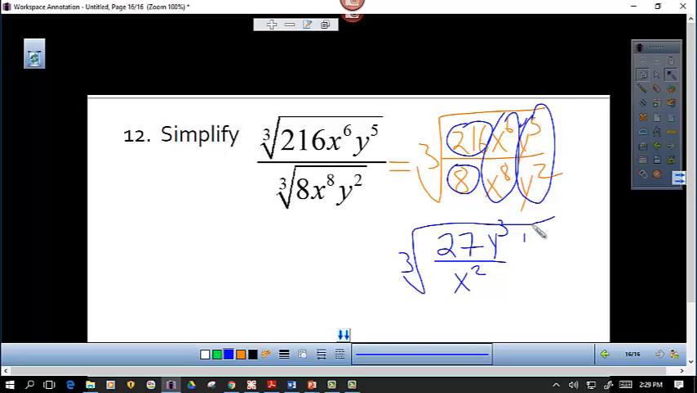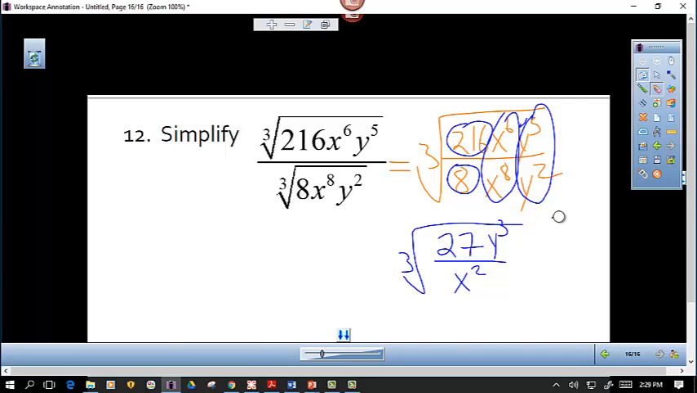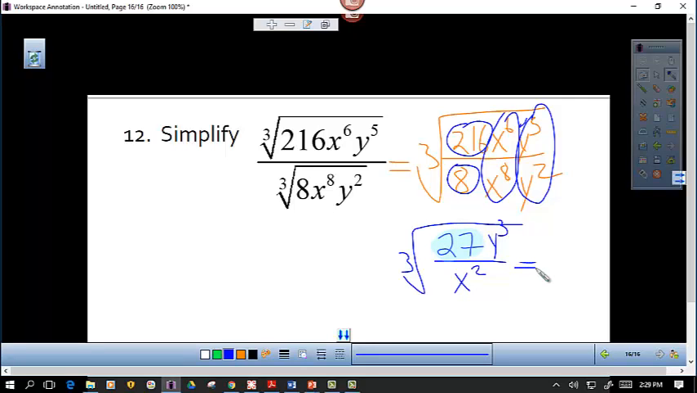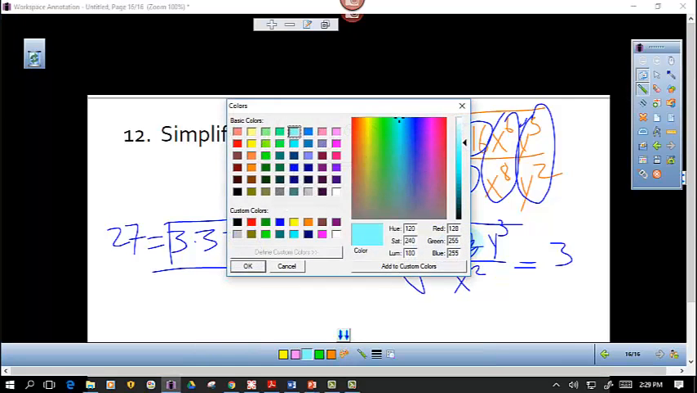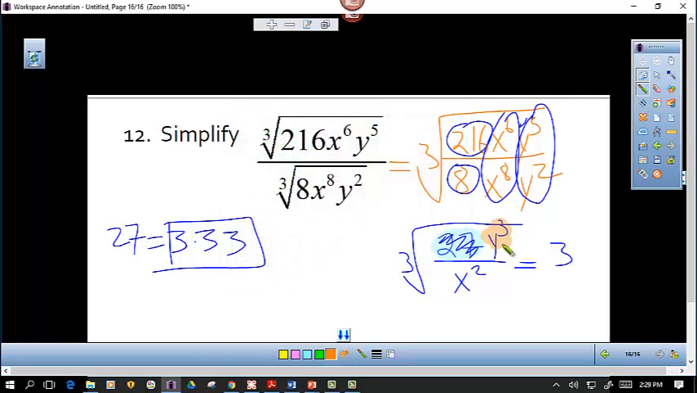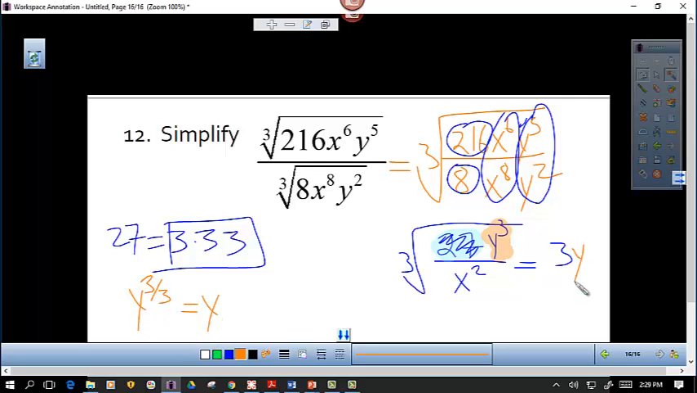So now we're looking for groups of 3. So when you do this, you want to treat these as individual parts. For example, let's do the 27 first. The cube root of 27, 27 can break down into 3 times 3 times 3. Well, that's a group of 3s. So that means automatically a 3 pops out. So that's done. Let's do the y next. So the y is going to be y to the third. So y to the third, you divide that by your index, which gives you y. So that means a y pops out.